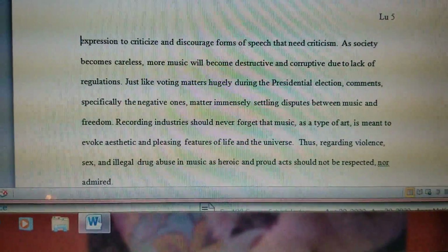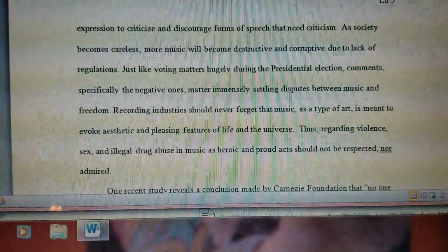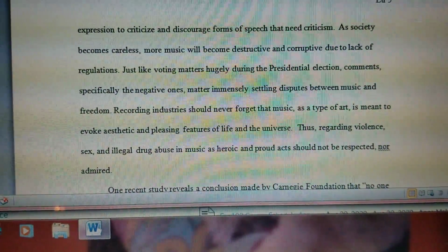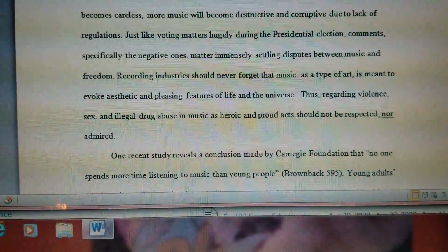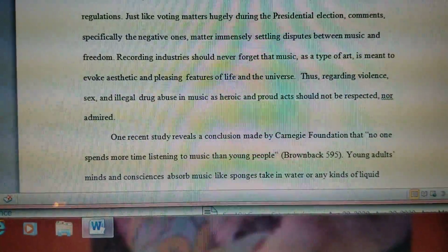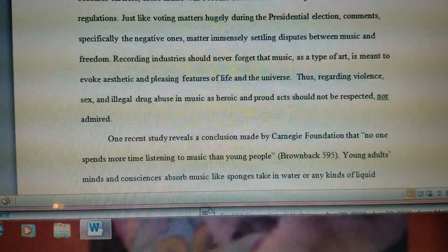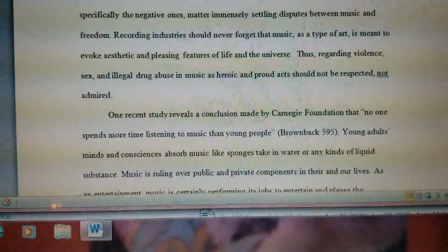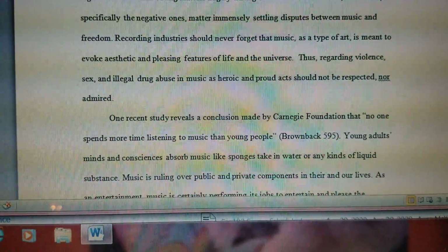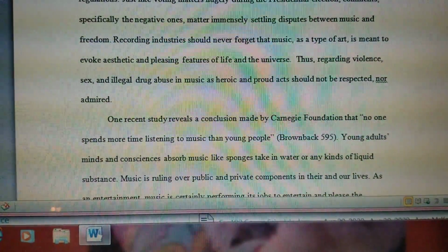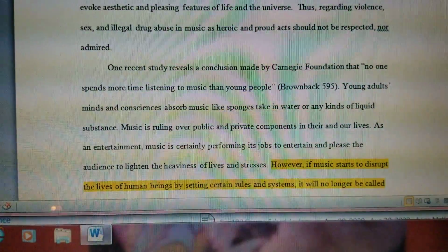As society becomes careless, more music will become destructive and corruptive due to lack of regulations. Just like voting matters hugely during the presidential election, comments, specifically the negative ones, matter immensely, settling disputes between music and freedom. Recording industries should never forget that music, as a type of art, is meant to evoke aesthetic and pleasing features of life in the universe. Thus, regarding violence, sex, and illegal drug abuse in music as heroic and proud acts should not be respected nor admired.